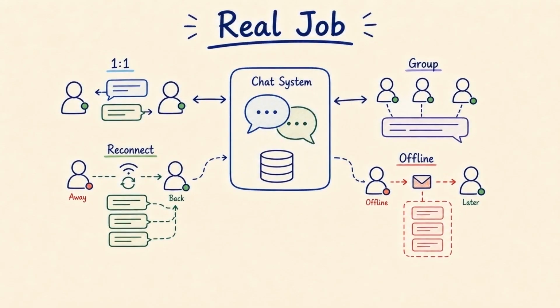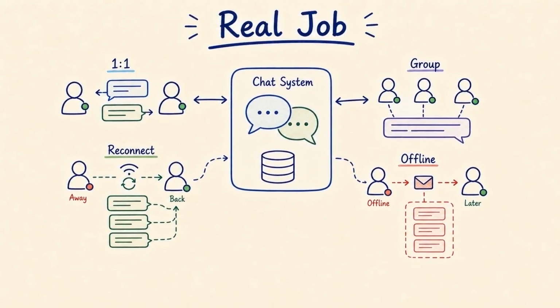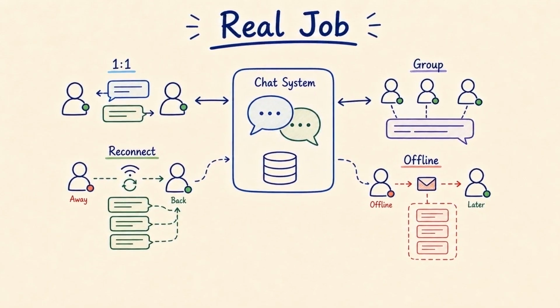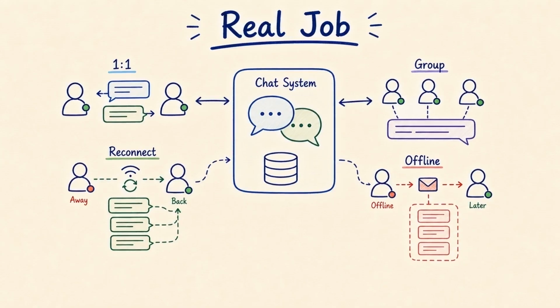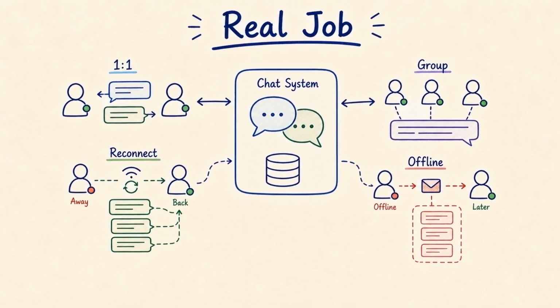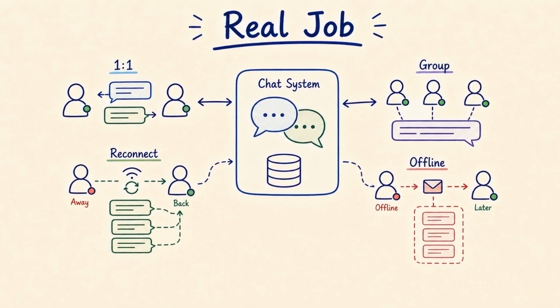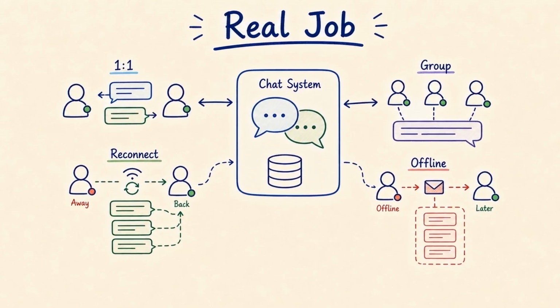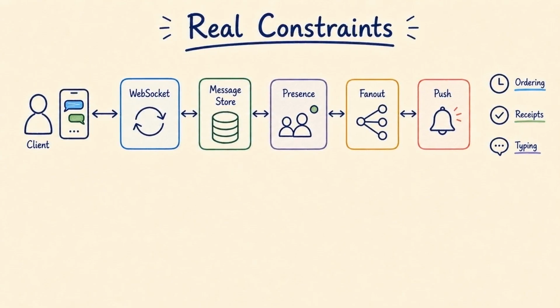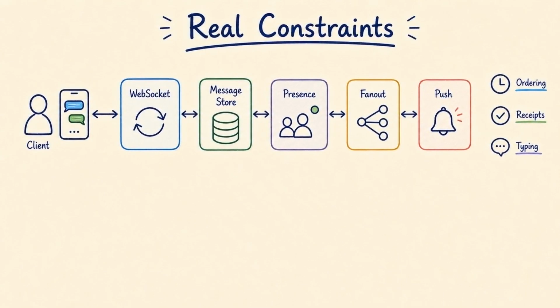Real-time systems are about connection management, ordering, delivery guarantees, and presence. When I think about real-time chat, I start with the real job. One-to-one and group chat, where messages must feel immediate while still surviving reconnects and offline states. Before we pick components, be clear about the workload.